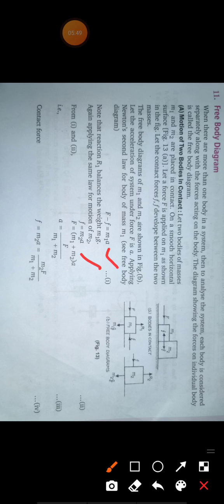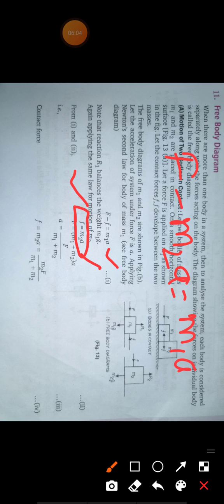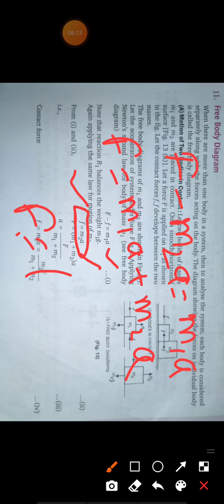So if you put the value of equation number 2, that means F is equal to m2a. If you put the value of small f in the first equation, the first equation will become F minus m2a is equal to m1a, or F is equal to m1a plus m2a. If you take m1 common, the equation becomes F is equal to (m1 plus m2) into a. So this is the value of external force, (m1 plus m2) into a.